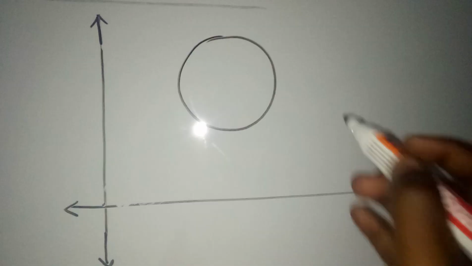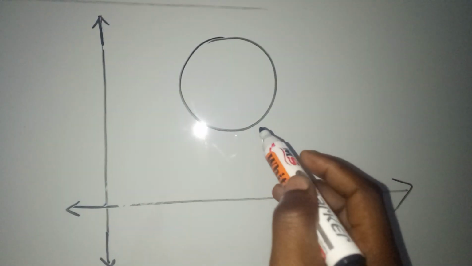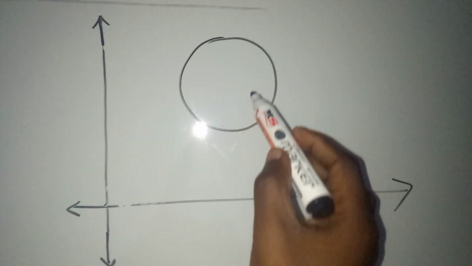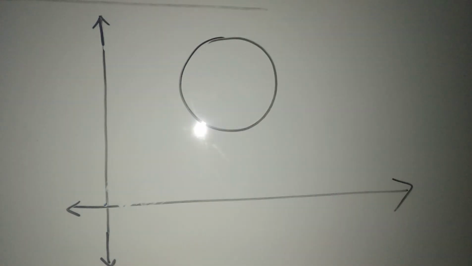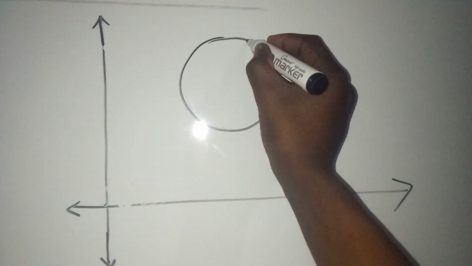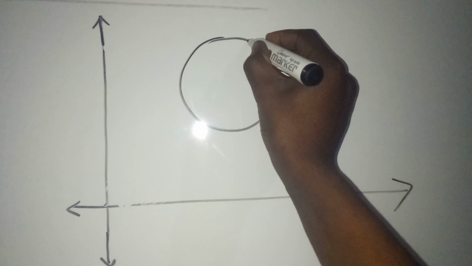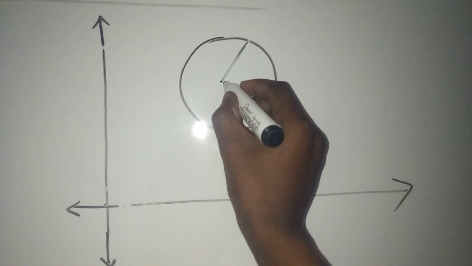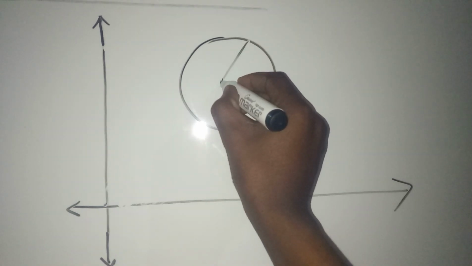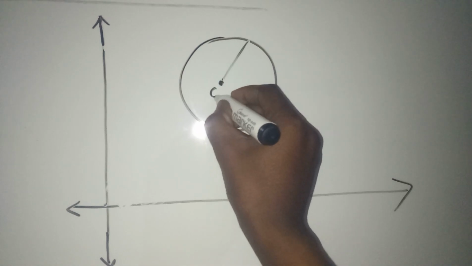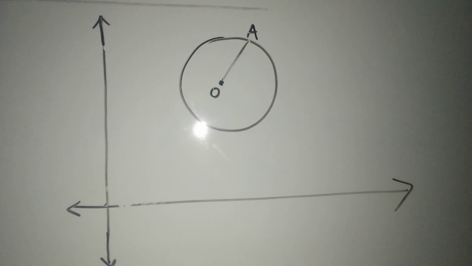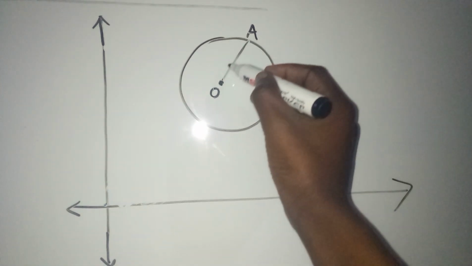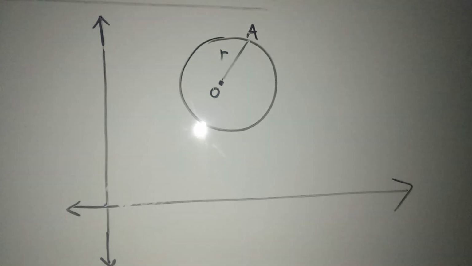Now, when we have a circle, we have to understand that the total distance around the circle is called the circumference. Now, let's say I have a line from a point on the circumference going to the center. Let's say here up to here, I label it O and A. So the line from the circumference to the center, we know it is called what?